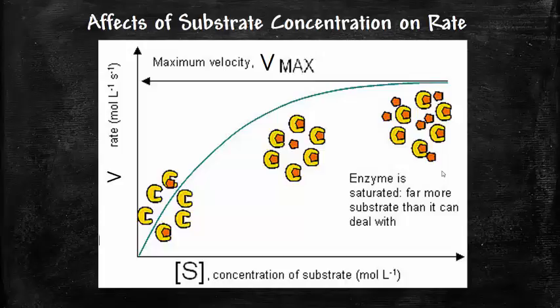Velocity then becomes independent of the amount of substrate. So when we talk about velocity, we're talking about rate, and that's in molarity per second. And when we're talking about concentration of substrate, we're talking about molarity as well, like the molarity of the substrate. So we see this line at the top right here with the arrow. That is the maximum velocity. And also notice that the plot of rate versus the concentration of substrate is not linear. And that is because of this relationship and the saturation point.